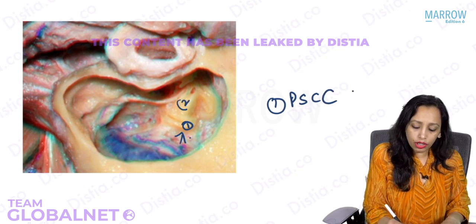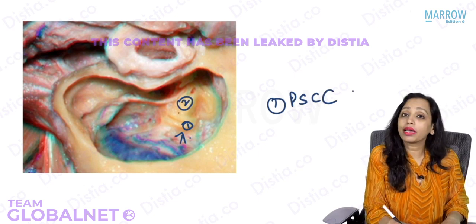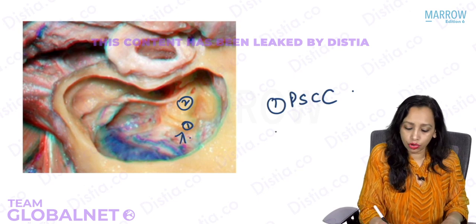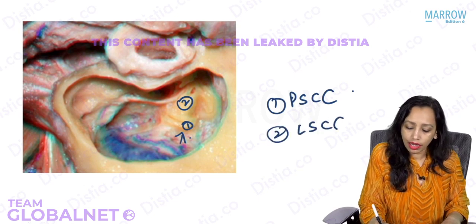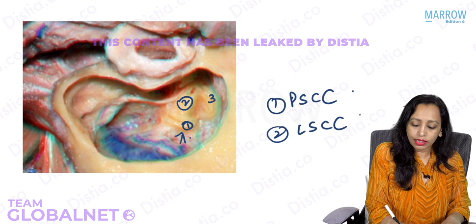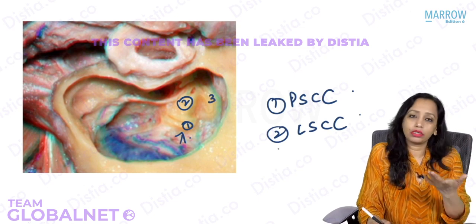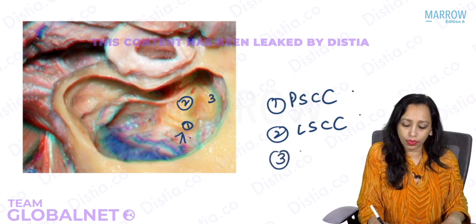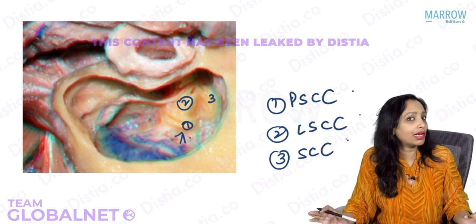2. What is 2? Yes, that is closest. It is bisecting the posterior semicircular canal. So 2 is the lateral semicircular canal. And this one, 3, is pointing superiorly. This is the one that is left, so it has to be the superior semicircular canal. Is that very, very clear?